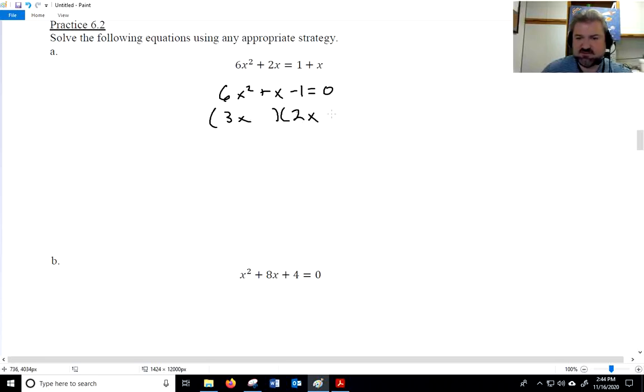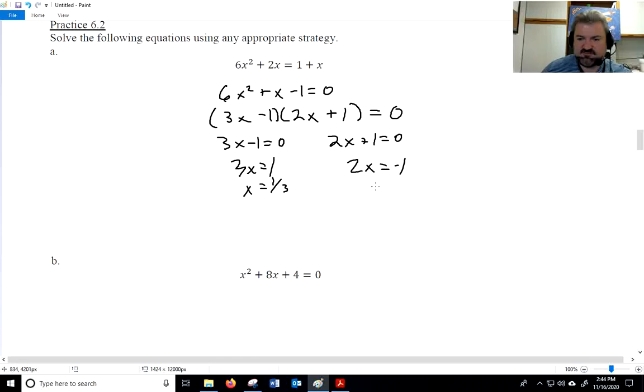3x and 2x. I'll do a plus 1 and a minus 1. So I get a positive 3x minus 2x is x. Then I'll set each factor equal to 0, which gives me 3x equals 1. So that's x equals 1/3. 2x equals negative 1, and x equals negative 1/2. So I definitely think factoring is easier in that one. If you did not factor, though, you should get the same answers that I get.